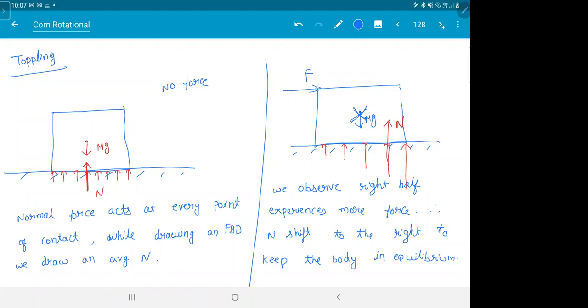So this N is an adjustable force. The magnitude of N will remain the same, but the position of N can change. So when you're standing, if you're leaning right, left, or any way, your N will keep shifting to make sure you don't fall down. So this is one important thing: N is not always at the same position. N can change its position.